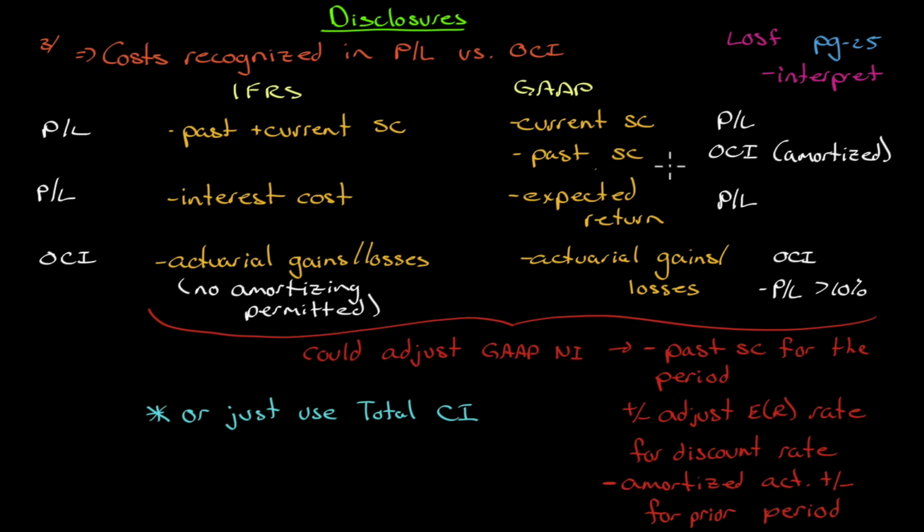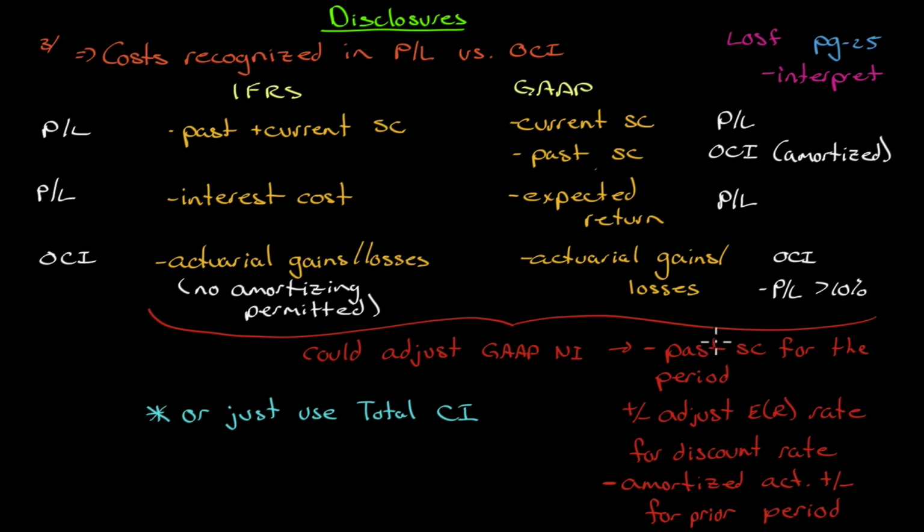So if you're looking at an IFRS company and you figured out its pension expense for the year, and you're looking at a GAAP company and you figured out its pension expense, but you think that, you know what, the net income figure is not comparable because there are components of the GAAP pension expense that are all over the place. So what you can do is you can adjust the GAAP net income, past service costs for the period. You can reduce net income by that much.